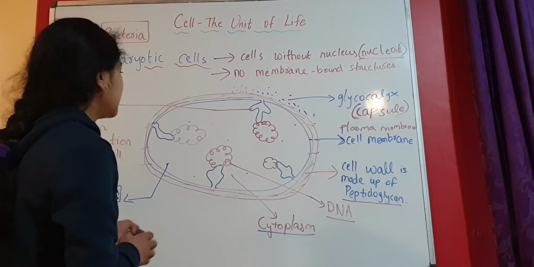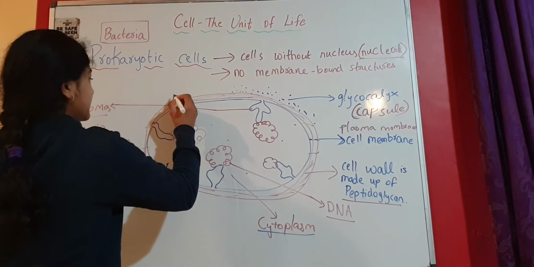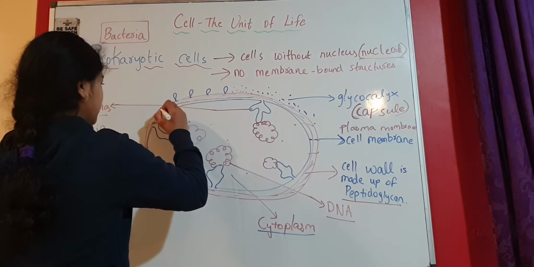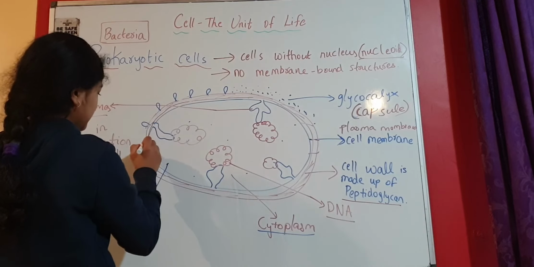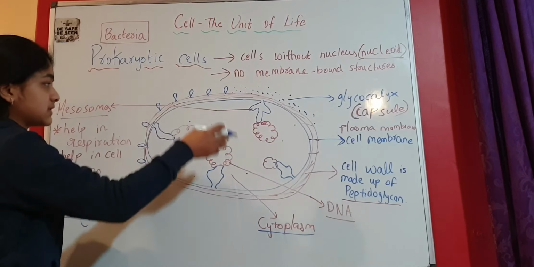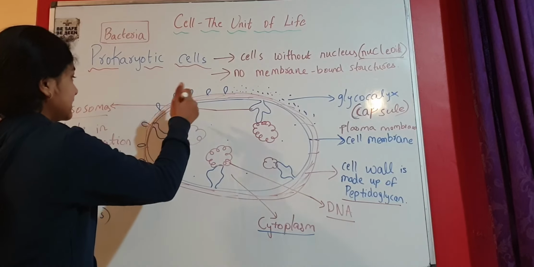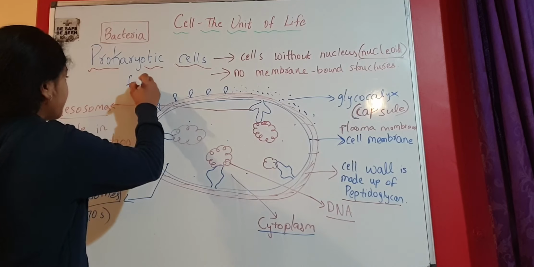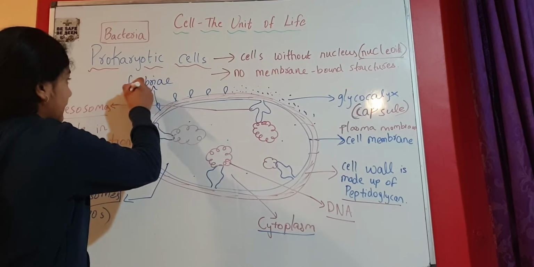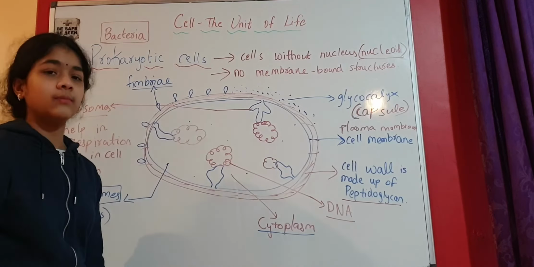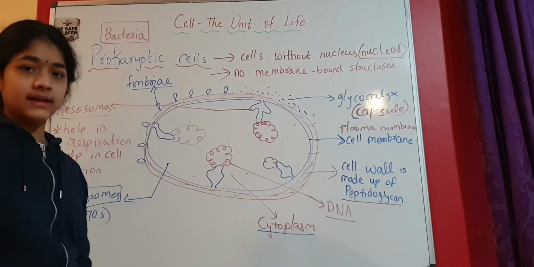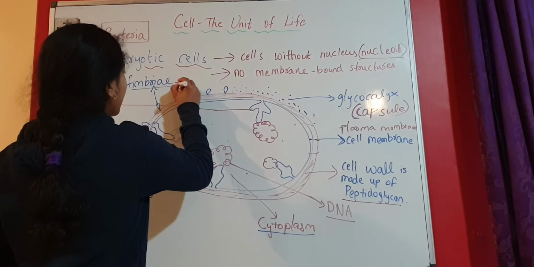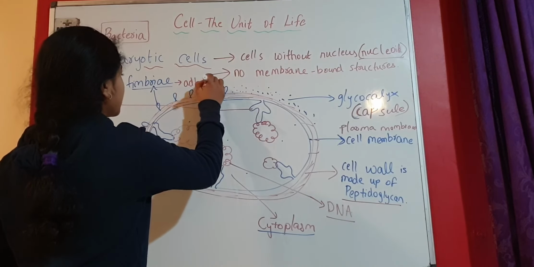And these cells have some little thread-like structures. Like this, we're just drawing them in some specific areas of the cell, and these structures have a special name, they are called fimbriae. What is the function of fimbriae? Fimbriae help in adhesion. Now what is adhesion? So we can write it down: they help in adhesion of substances.